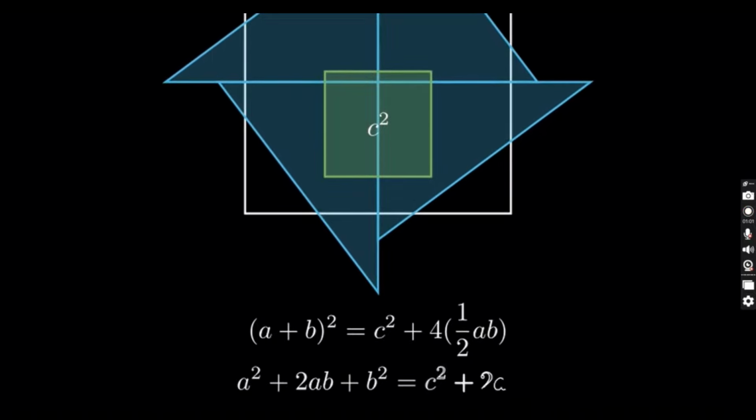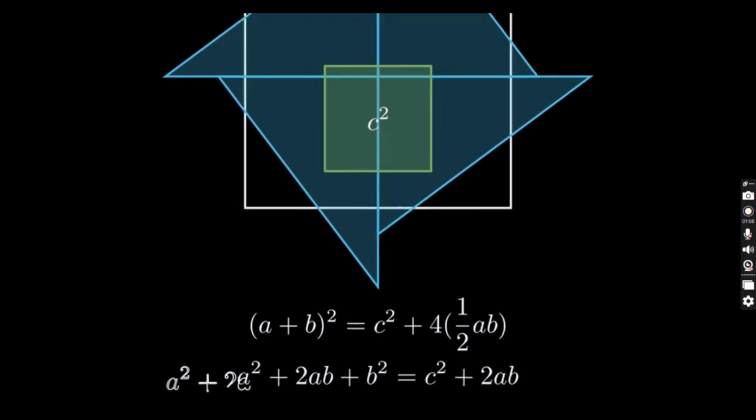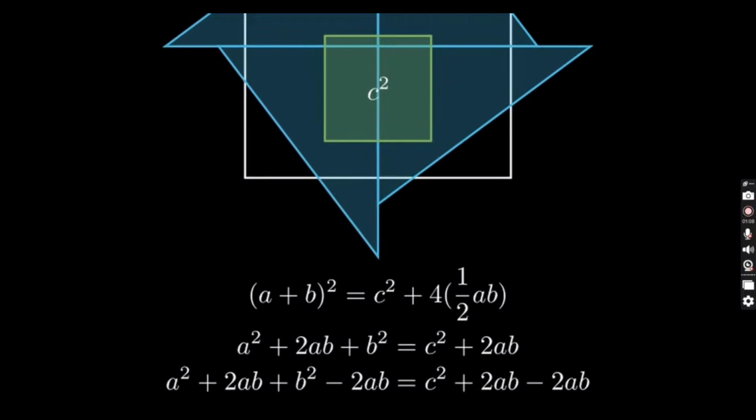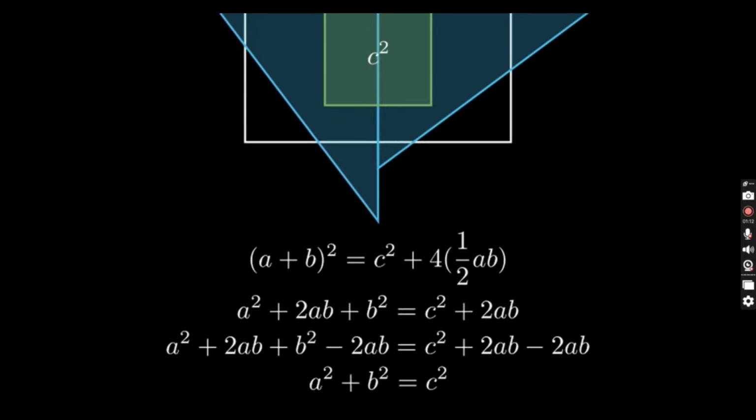Let's expand the left side. A plus b squared equals a squared plus 2ab plus b squared. On the right side, c squared plus 4 times 1/2 ab simplifies to c squared plus 2ab. When we subtract 2ab from both sides, we get the Pythagorean theorem.